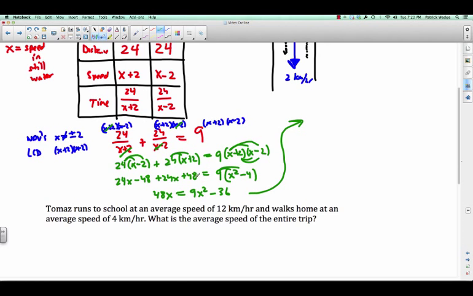It's a quadratic, so we want to get it equal to 0. Don't move them over to the left, because that would make your x squareds negative. So we're going to move it all to the right, so 0 will be left on the left. 9x squared minus 48x minus 36.